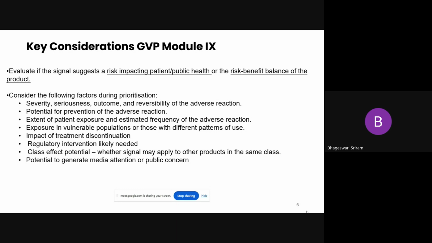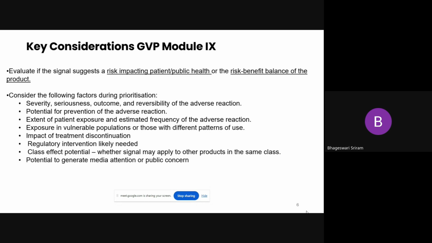So regulators might require a label update with a liver monitoring recommendation, or they could limit or restrict the use in elderly patients. So this signal may lead to important safety communications or risk minimization measures. Again, the next point is the class effect potential. Is this going to be only drug specific, or is it also going to apply to other products in the same class? Now again, media attention also raises the urgency of investigation, right?